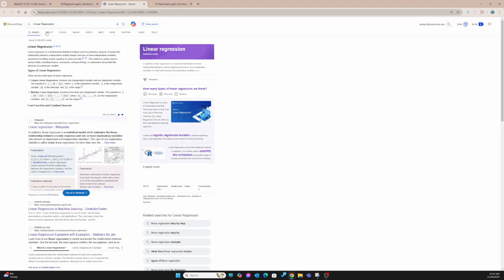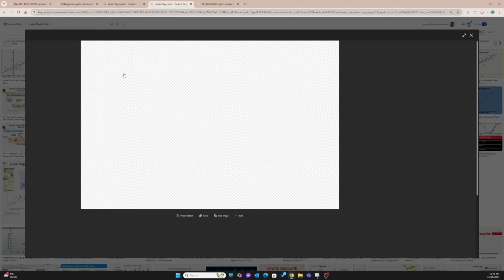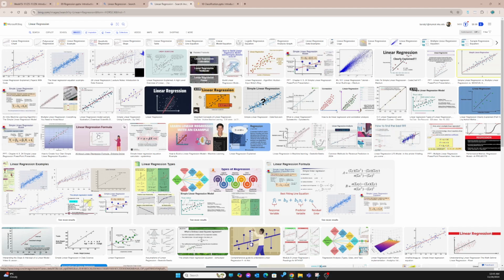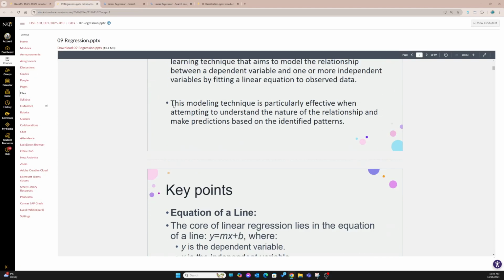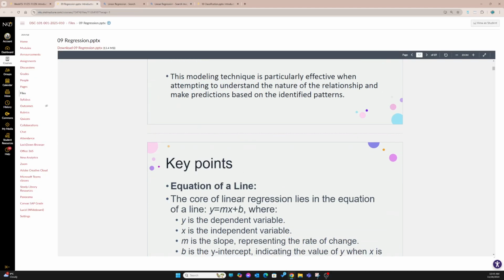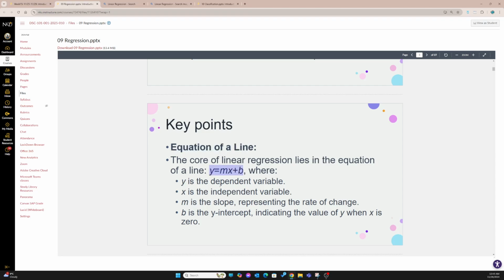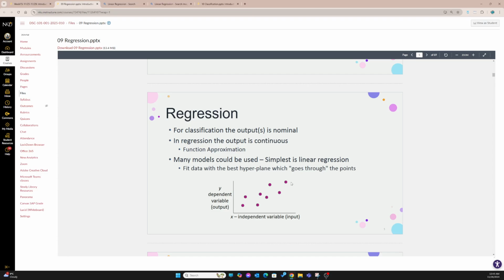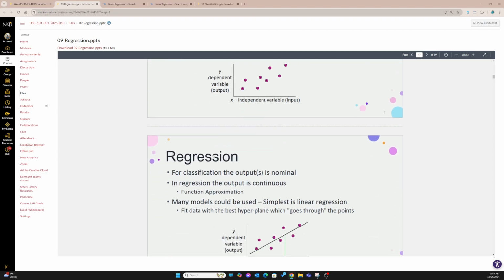Now, if I just Google this and go to images, what I can see is that all of this is a straight line. Look at this. Everything here is a straight line. So you might have studied the equation of a line in your algebra or math classes, where y equals mx plus b, where m is the slope and b is the y-intercept. We are trying to figure out a line that minimizes the error, basically a line that is in the middle of all of these points, such that none of the points is far away. That is linear regression.